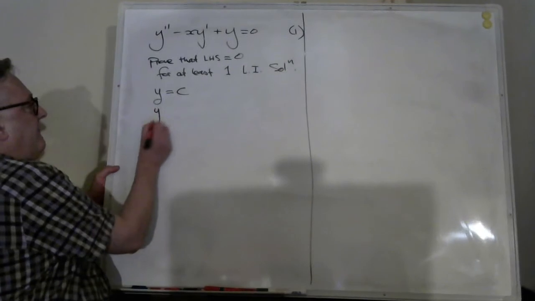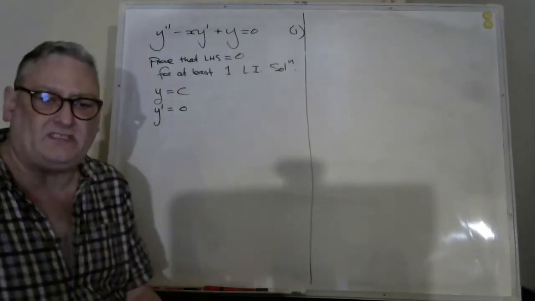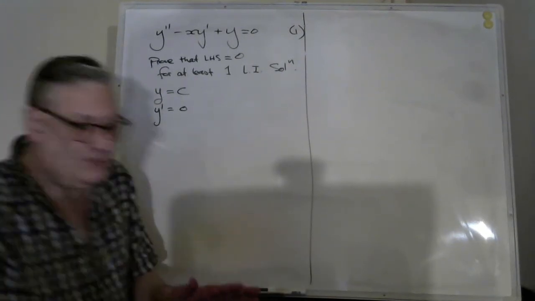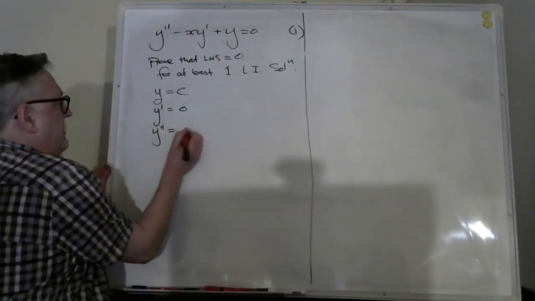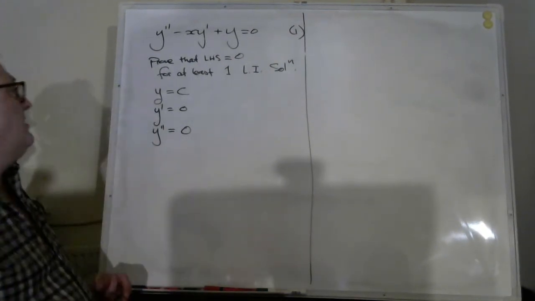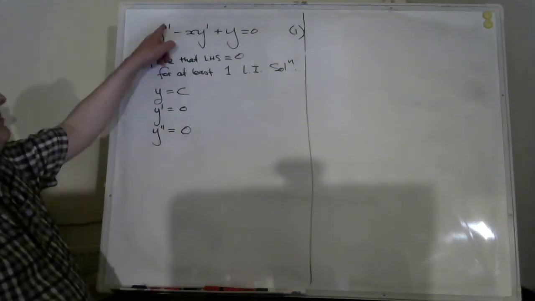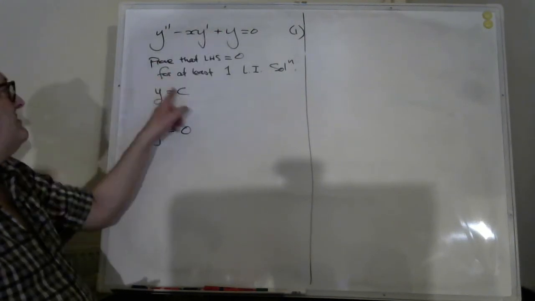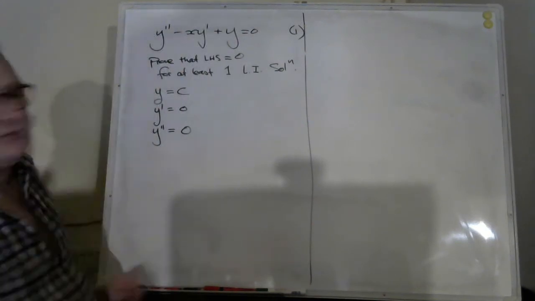Well, if we differentiate y equals c, we get y prime equals 0. The derivative of a constant is always 0, whatever the constant is. And of course, the second derivative of y is just 0 as well. The derivative of 0 is just 0. So if we substitute 0 in for y double prime up here, 0 in for y prime, and c in for y, we can try and find out if this left hand side is equal to 0.